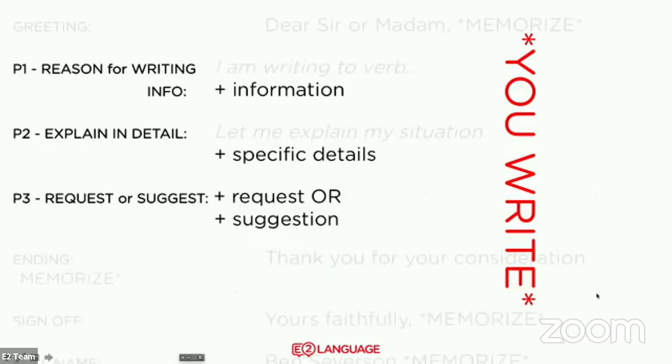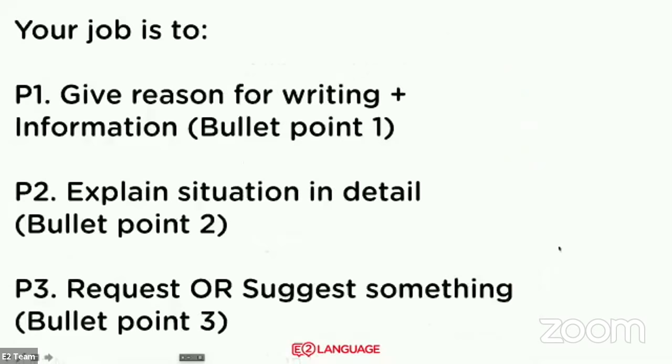So what you need to write is this. You need to write the information in paragraph 1, the details. In paragraph 2, you write the details. In paragraph 3, you write the request or the suggestion, okay? Basically, your job is this. Give the reason for writing the information, that's bullet point 1. Explain the situation in detail, that's bullet point 2. Request or suggest something, that's bullet point 3.